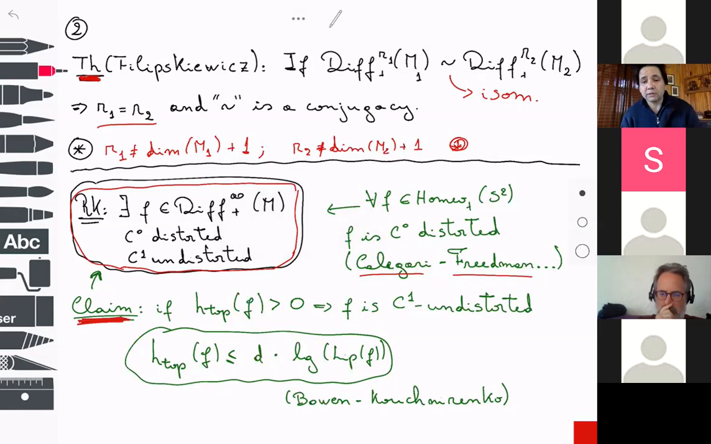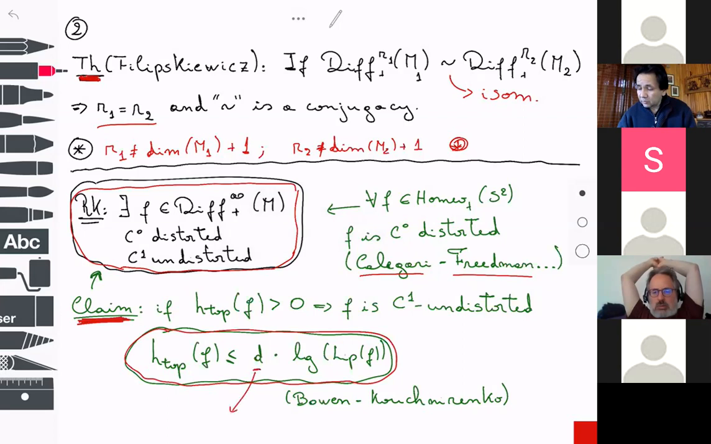And this is related. Actually, this can be very easily proved using this inequality here, which is a classical inequality about topological entropy, which is due to Kushnirenko and Bowen. So Kushnirenko proved it for the measure entropy, and Bowen proved it for the topological entropy, but the proof is very, very elementary. It says that the topological entropy is bounded by the logarithm of the Lipschitz constant of the map times the dimension of the manifold. So here, this is the dimension of the manifold.